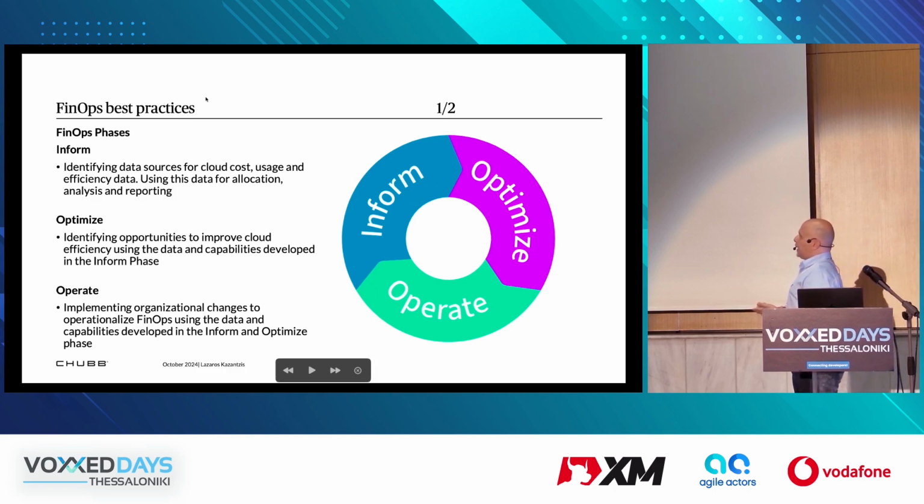So in terms of phases, it's defined as the inform, optimize, and operate phase. The first one, inform, is pretty much getting all the data we might need in order to have some kind of dashboards and have visibility of what we spent on the cloud, and also be in a position that we can allocate our costs to specific teams and so on.